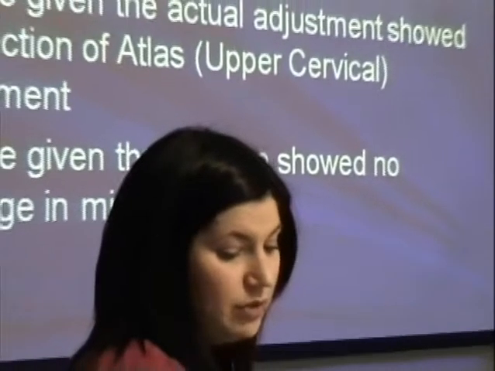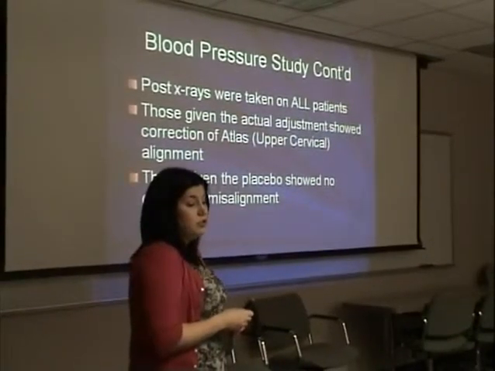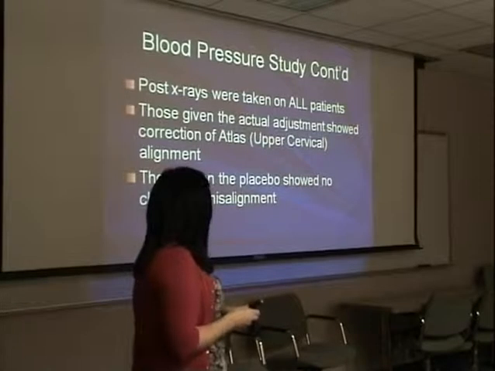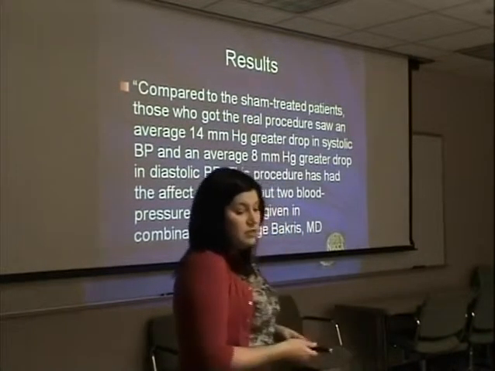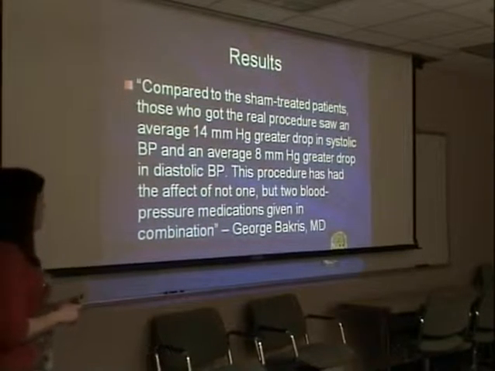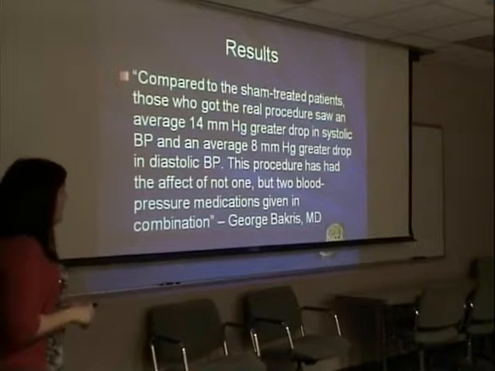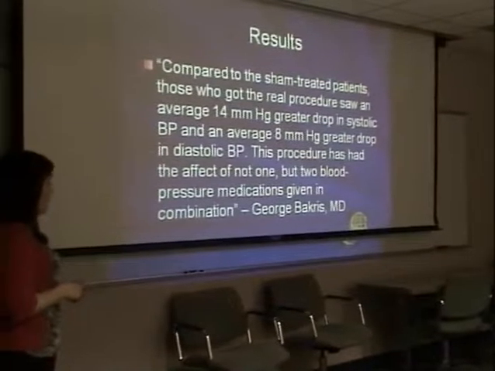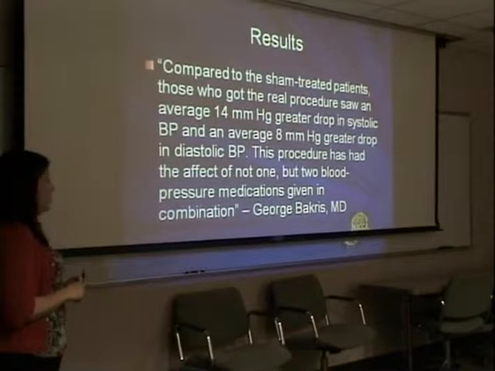Post x-rays were taken on all the patients in this study, and those given the actual adjustment showed the correction of the atlas was in alignment, and those given the placebo showed no change. Compared to the sham treatments, patients who had gotten the real procedure saw an average of 14 millimeter greater drop in systolic blood pressure and an average of 8 greater drop in diastolic. The procedure had the effect of not one but two blood pressure medications given in combination.